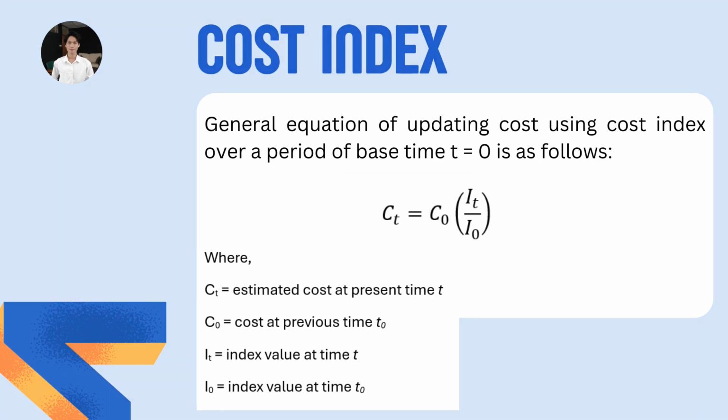CT is estimated as the cost at present time t. C0 is the cost at previous time t naught. IT is the index value at time t, while I0 is the index value at time t naught.